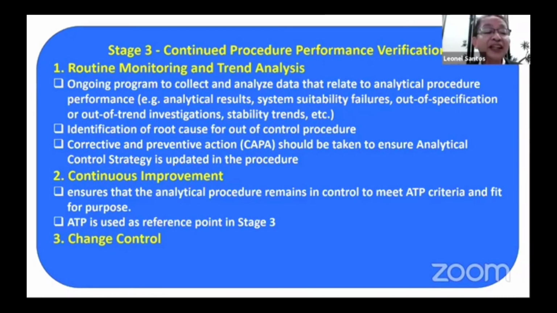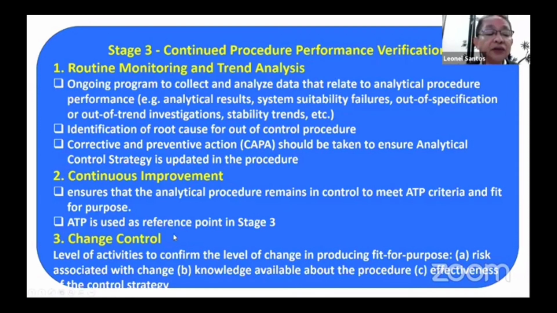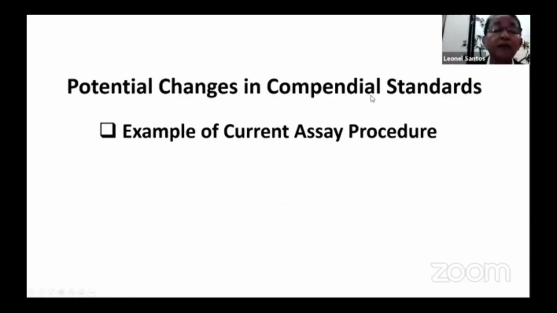Continuous improvement would be the second element. After determining the different out of specification or out of trend investigations, continuous improvement can ensure that the analytical procedure remains in control, and then a change control is needed at the end to ensure that the level of activities confirm the level of change is fit for purpose in terms of risk associated with change and knowledge available about the procedure and the effectiveness of the control system.